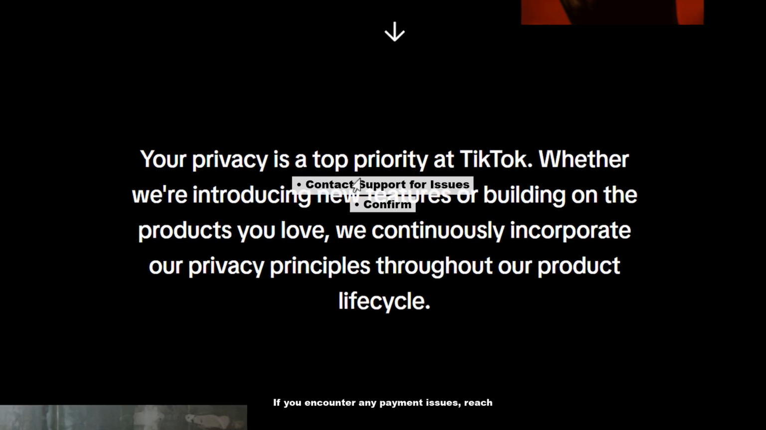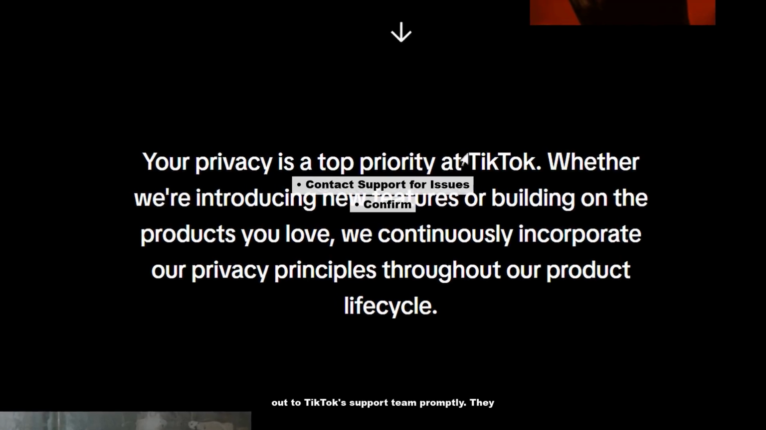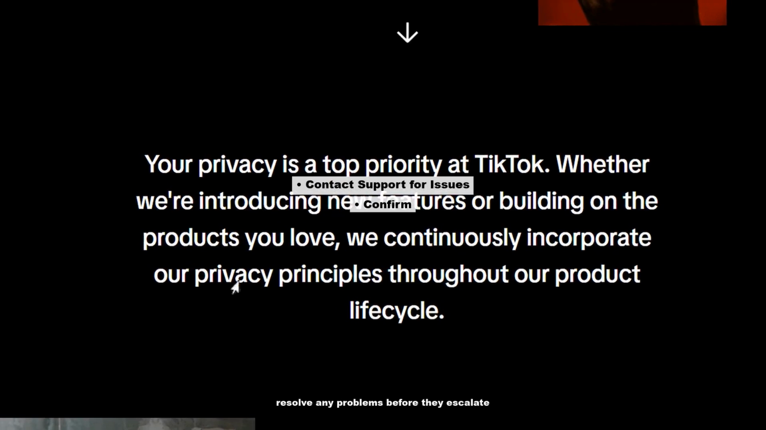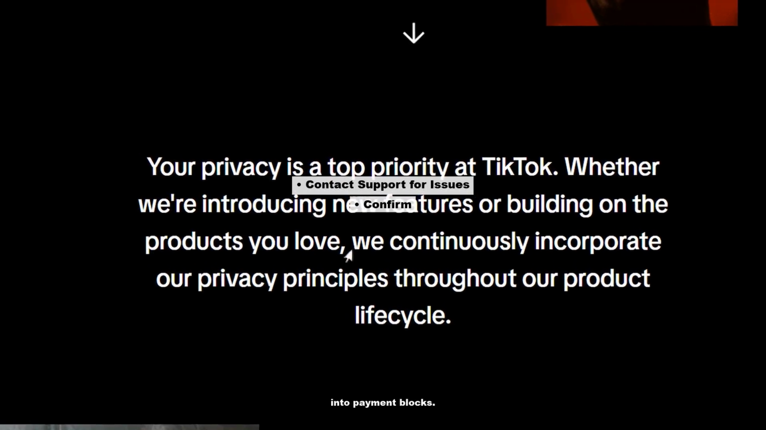If you encounter any payment issues, reach out to TikTok's support team promptly. They can provide assistance and guidance to resolve any problems before they escalate into payment blocks.